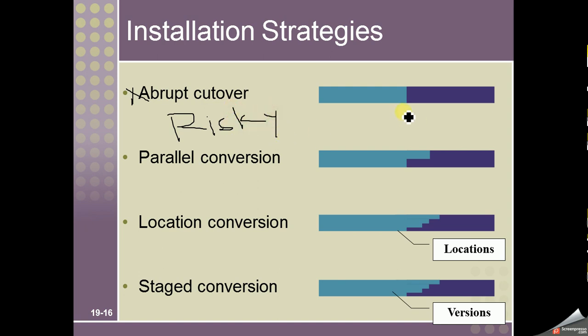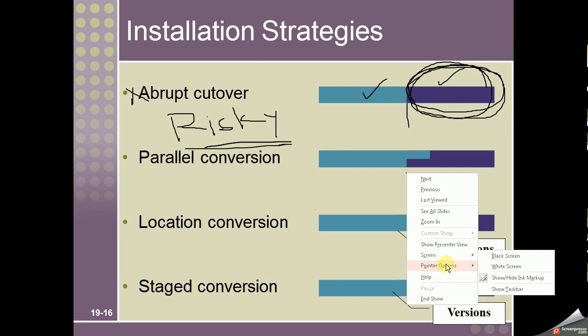Okay? You see, till a particular date, we are using the old system, and from the next day, we start using the new system. And if this new system has some big major bugs or errors or any major problem, the entire work of the company will be compromised, right? So we do not use this strategy. It is a very risky strategy. We do not use it. We only use it if we are forced to use it.